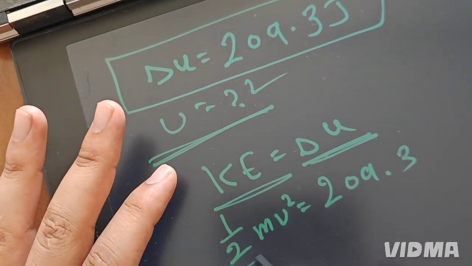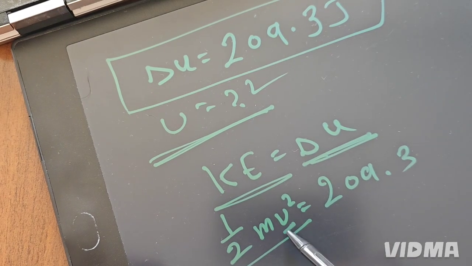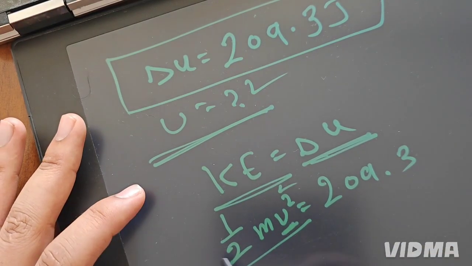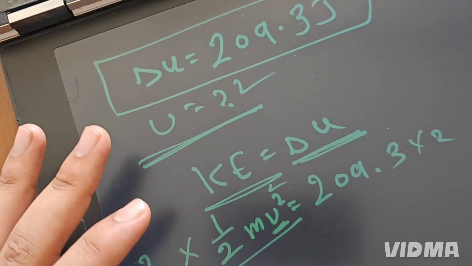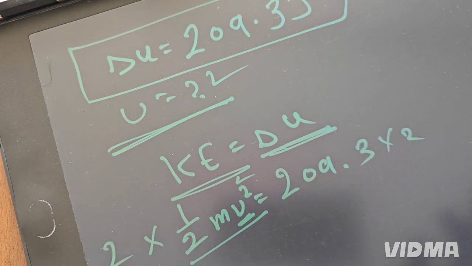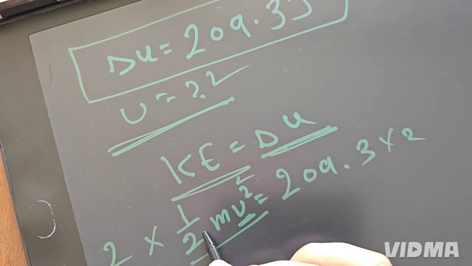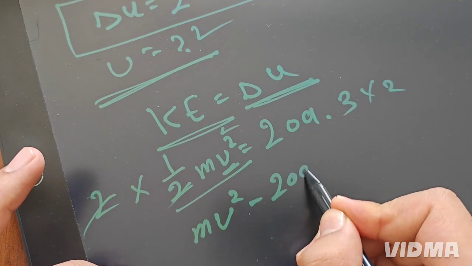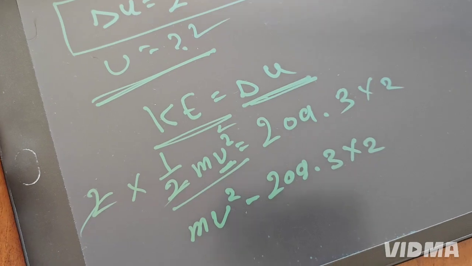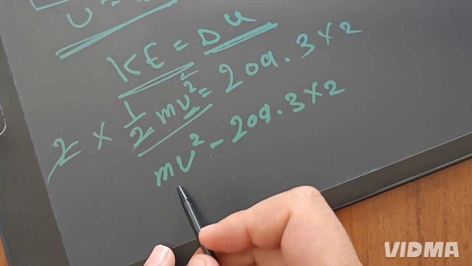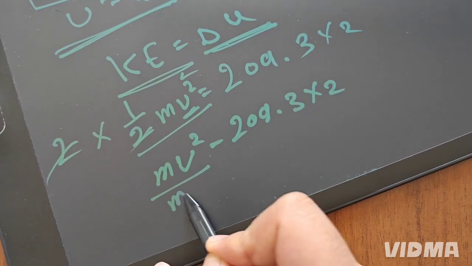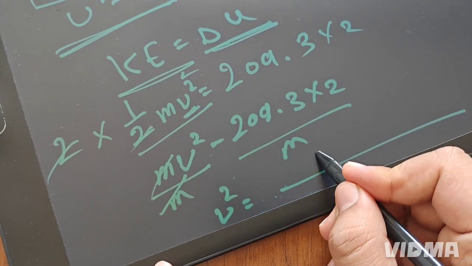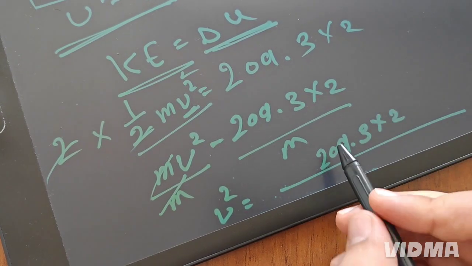But the question says find velocity, or find the speed. Instead of kinetic energy, write down the rule. So we need to find this speed. It becomes easy actually. But first of all, because we have a fraction, multiply both sides by 2. So this 2 will be cancelled, and only mv squared is left. mv squared is equal to 209.3 times 2. Then we need to find the speed. How can we find speed? Next to speed you have mass, so divide both sides by mass. The mass is cancelled, so velocity squared is equal to 209.3 times 2 over the mass.